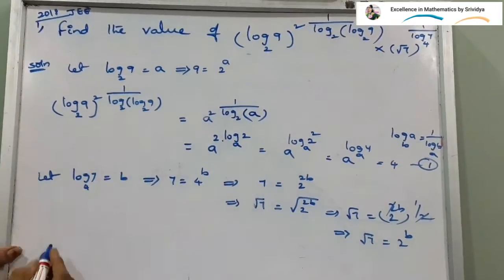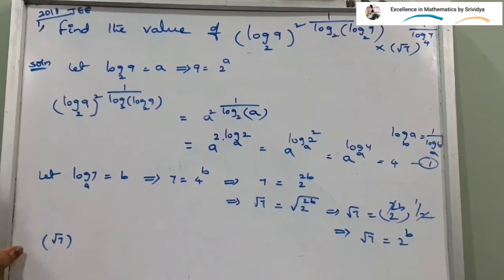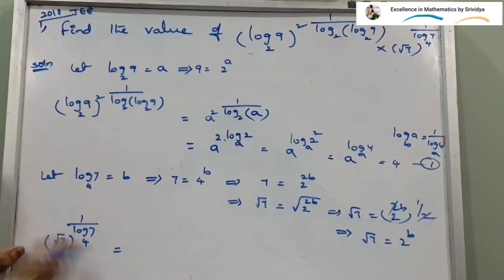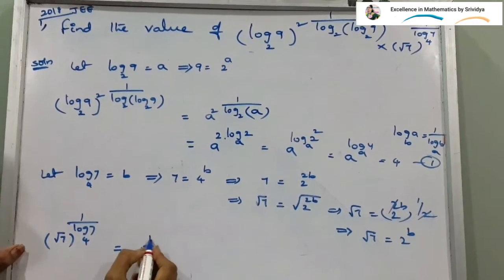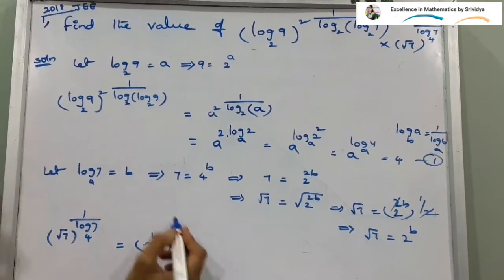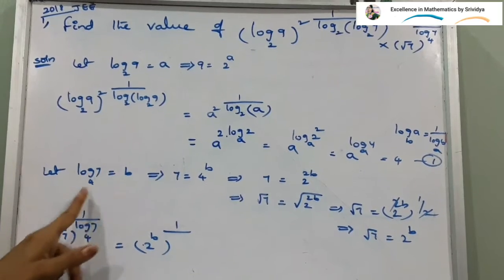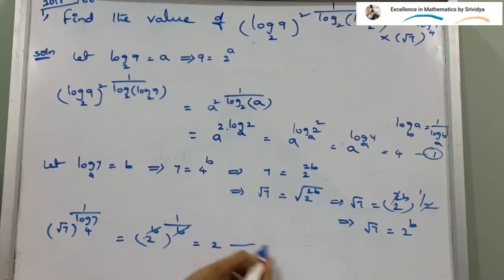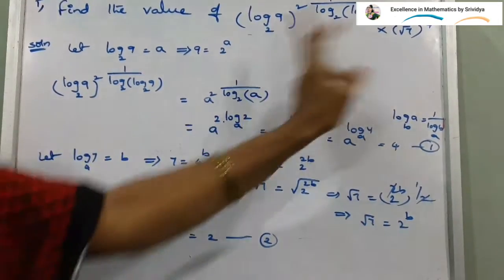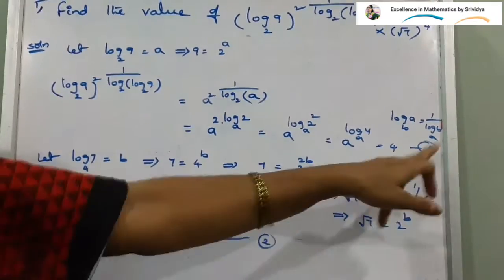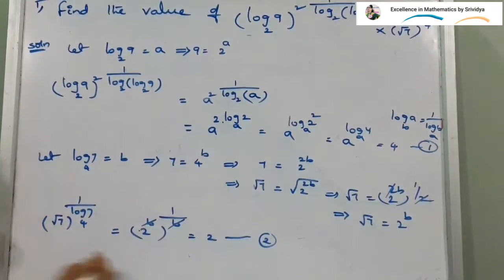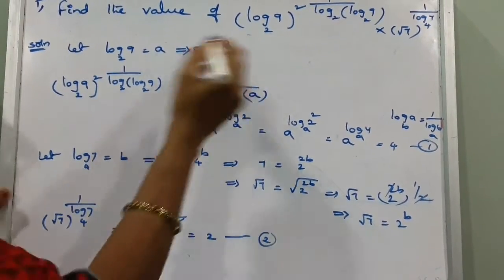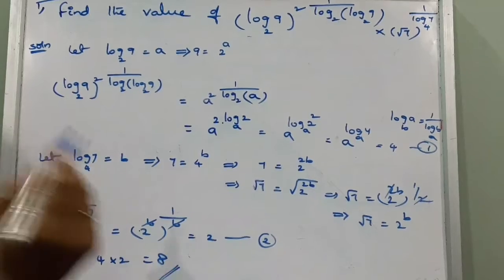Then substitute in this. Now second function is root 7 whole power 1 by log 7 base 4, which is equal to, but root 7 is 2 power b, whole power 1 by log 7 base 4, which is b. b gets cancelled, which is equal to 2. Now product of 1 and 2. Product of two functions: first one is 4, we got second one 2. 4 into 2 is equal to 8. So answer is 8.